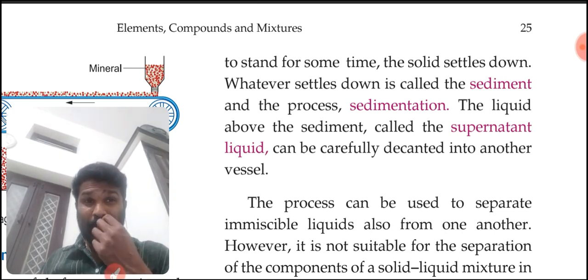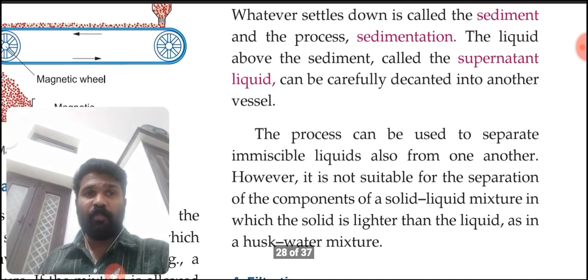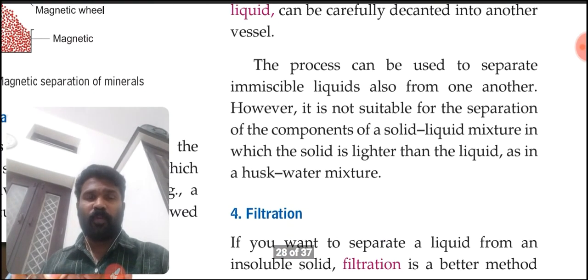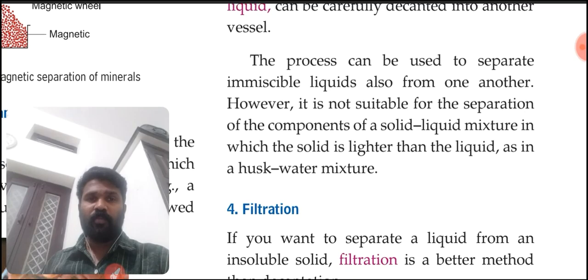The process can be used to separate immiscible liquids from one another also. However, it is not suitable for the separation of the components of a solid-liquid mixture in which the solid is lighter than the liquid, as in a husk and water mixture.